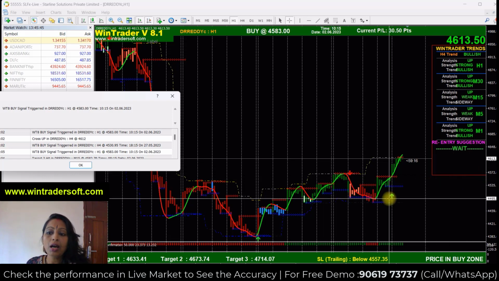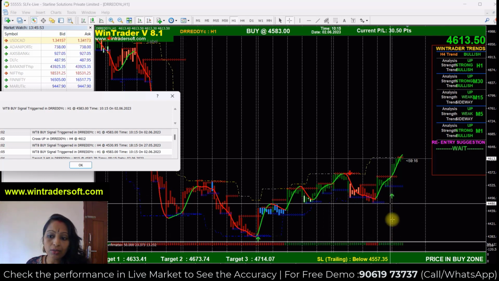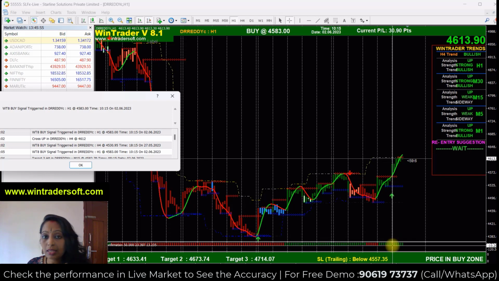First confirmation, after the arrow, the price should be in the buy zone. The second, below this buy signal, you can see there is a bar that should be the same color as the signal. If it is a buy signal, it should be green color. So we need to check only two confirmations. If these confirmations are okay, then it gives 80 to 90% accuracy on those signals, and it is very simple to follow.